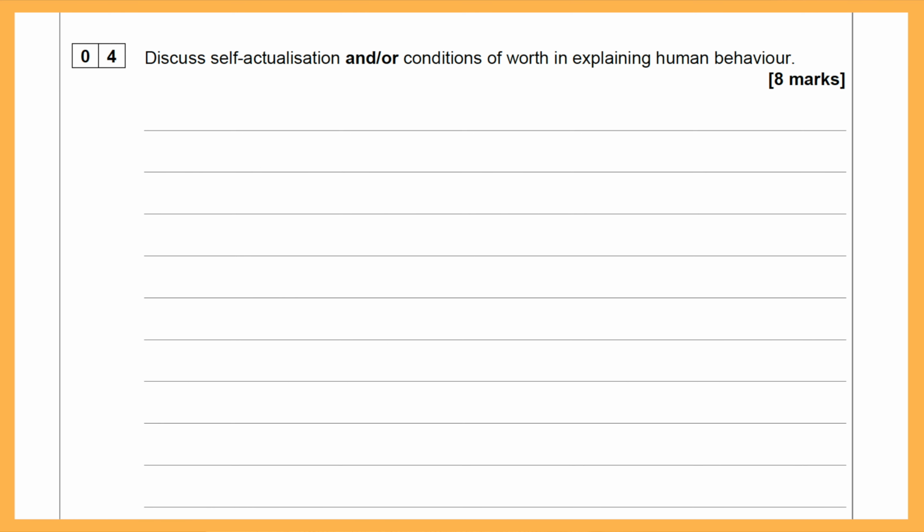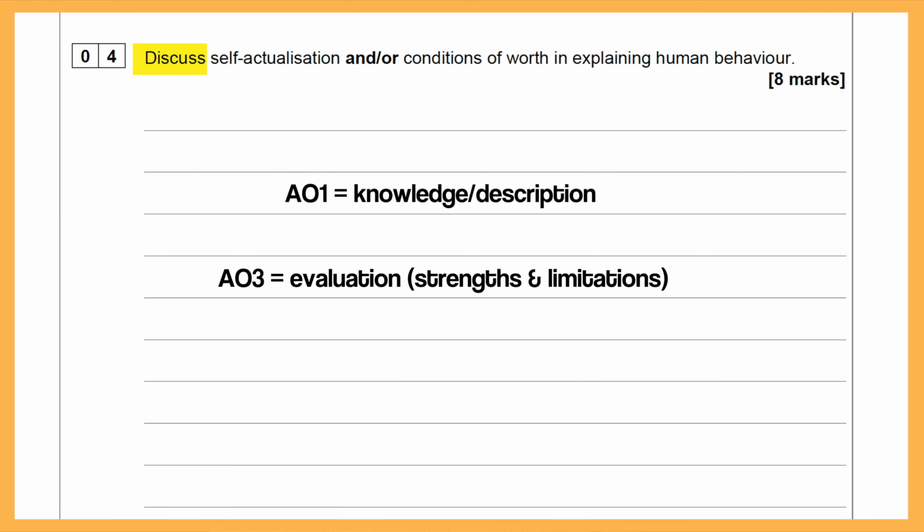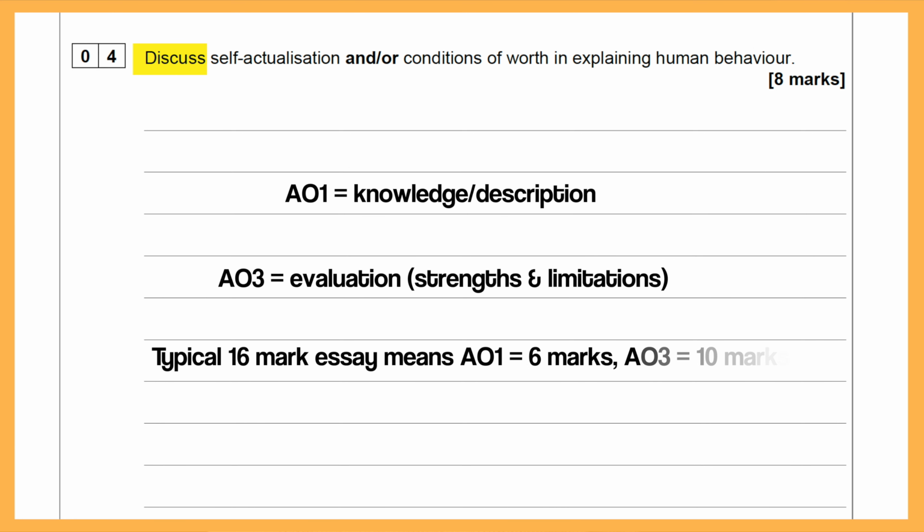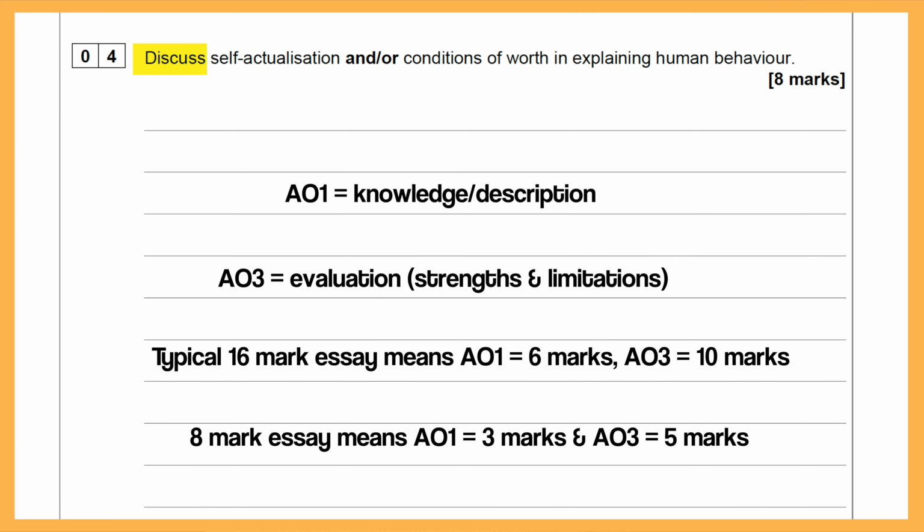8 marks. The command word for this question is discuss, which typically means that we need to provide some knowledge of a theory or study, AO1, and then evaluate it in terms of strengths and limitations to form a discussion. A typical 16-mark discuss essay question is broken down into 6 marks for AO1 and 10 marks for AO3, so for an 8-mark discuss question this is halved, so 3 marks for AO1 and 5 marks for AO3.